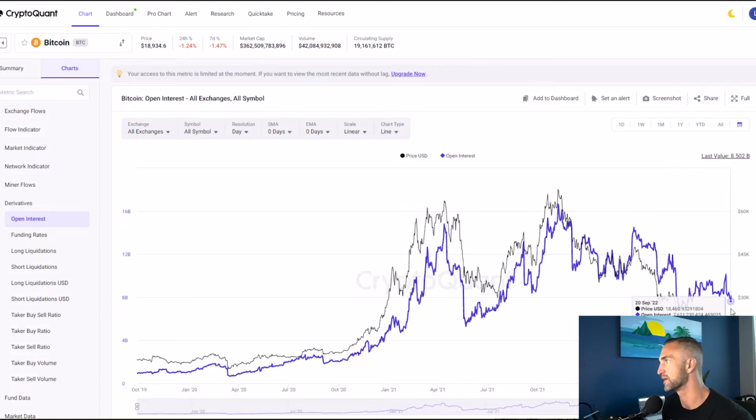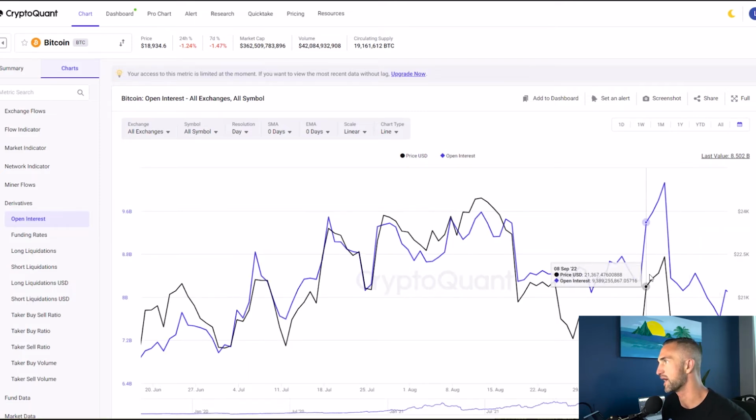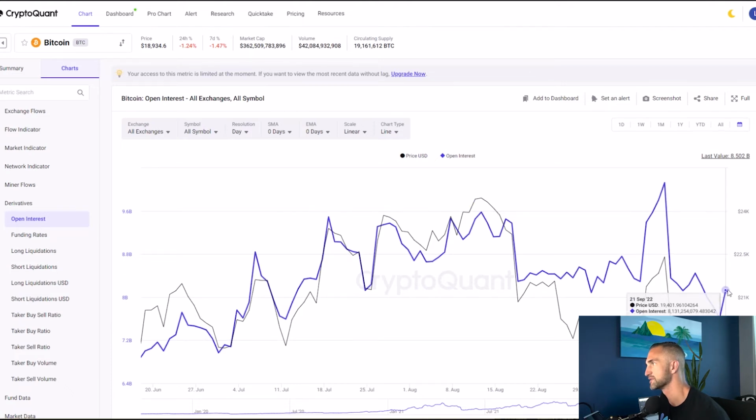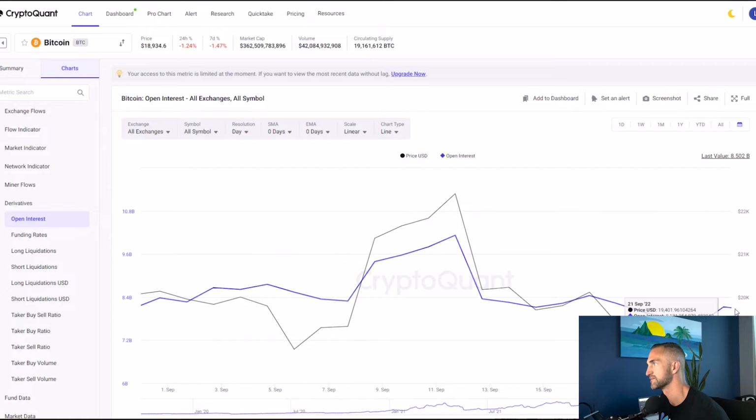Not way up there, but we said leverage is going to be the purple line, the open interest. So the leverage ratio doesn't look that high. Am I mistaken here? I was looking at another chart this morning. I don't have time to bring it up right now, but leverage did go up significantly on this chart.